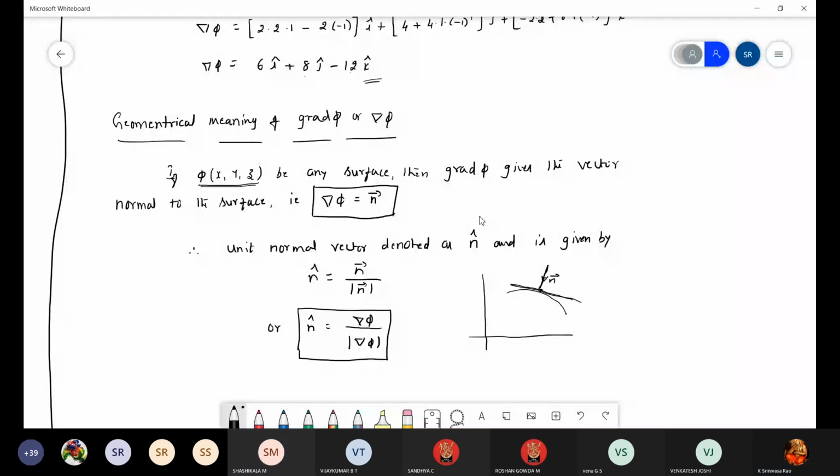So now this is the geometrical meaning. Now the problem they will ask means just you calculate the normal of the surface. So normal is nothing but n equals grad phi. This is the simple formula. And they may ask to calculate the unit normal vector, which is nothing but this formula.